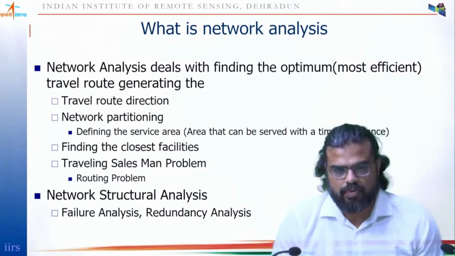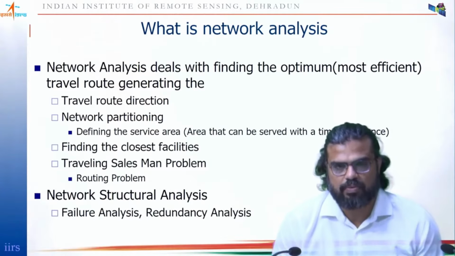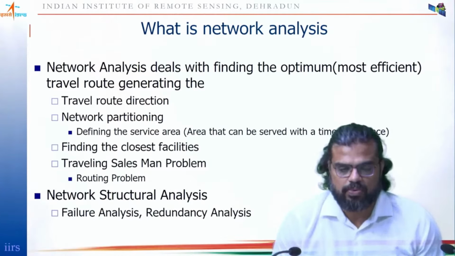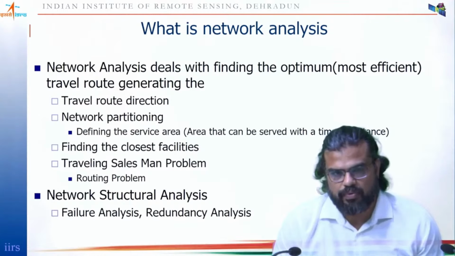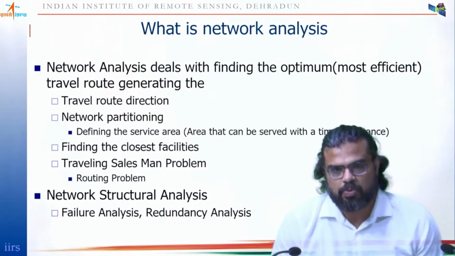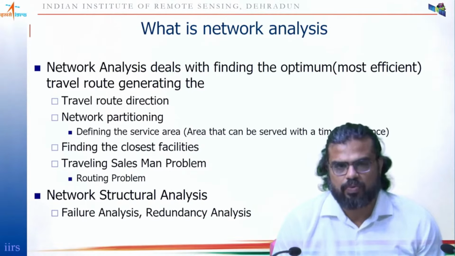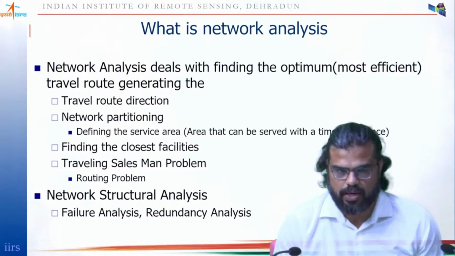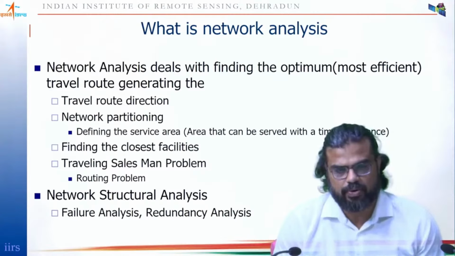So generally, what is the meaning of network analysis? Over here we are talking about transport-based network systems, where we are mostly interested in finding the optimal path, or the path which is least under the cost. There are a lot of different problems associated with that. Those are called travel route directions.